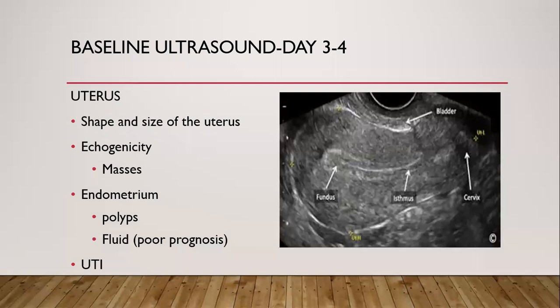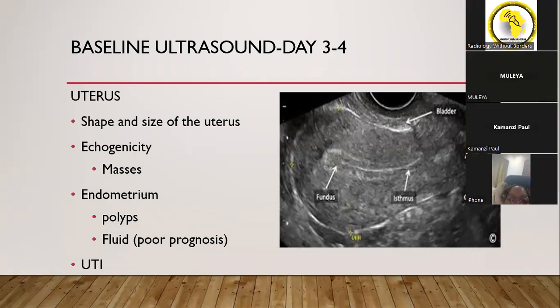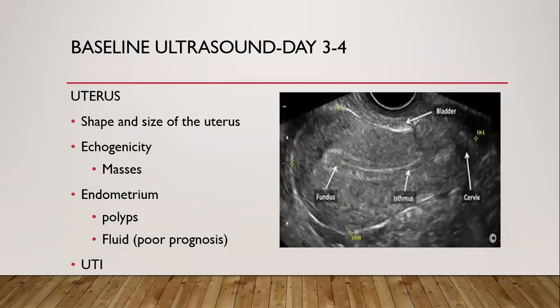Now, it has been found that fluid in the endometrial cavity has a poor prognosis in terms of the treatment when these patients are stimulated. So before that, they will need to ensure that they clear the fluid before they give these hormones to the mothers. Polyps, the same thing. Masses, depending on where the mass is, can equally compromise the stimulation of the ovaries.